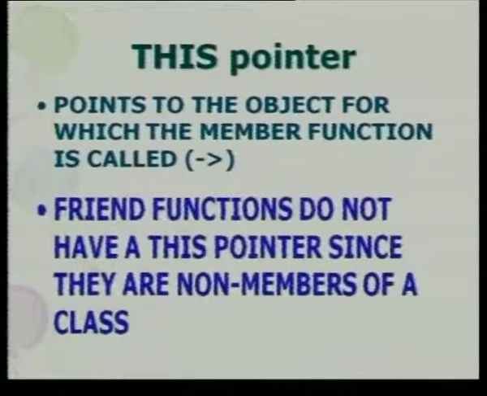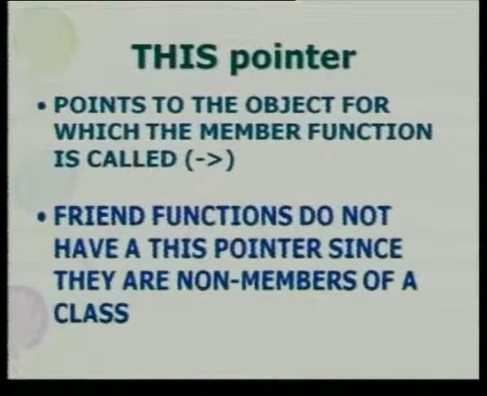Friend functions do not have the this pointer because they are non-members of a class. The this pointer is only for the member functions of a class. So, when a particular object calls this friend function, we will not be able to identify from where that call has originated. That is a point to be noted with these friend functions.